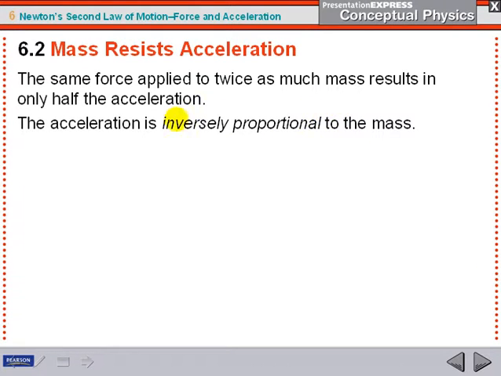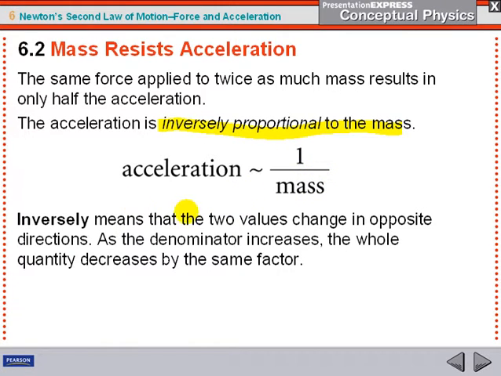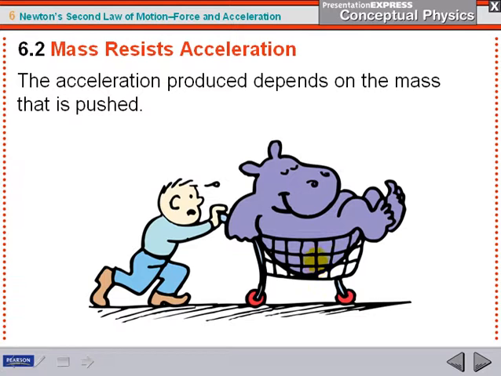In this case, acceleration is inversely proportional to the mass, and we write that like this. When we say something is inversely proportional, we say it's 1 over the mass. Inversely means that if the two values change in opposite directions, if one goes up, the other is going to go down by the same factor.